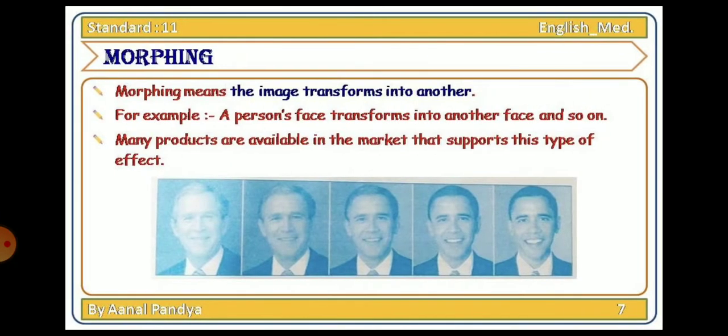Now morphing means transforming one image into another. For example, a person's face transforms into another face, and so on. Many products are available in the market that support this type of effect. In the image you can see that we transform the image of Bush to Obama. So you can see the difference, how it is transformed from Bush to Obama. You can see the procedure.